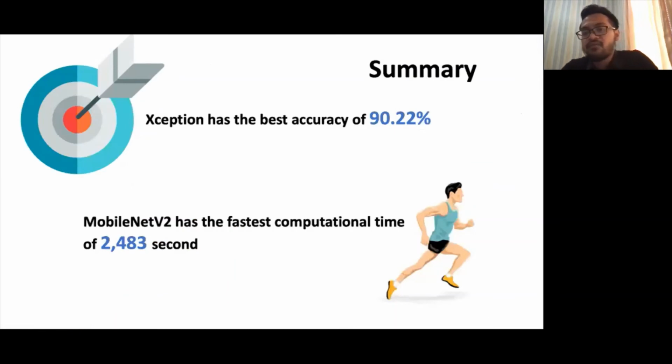For the summary, if you need accuracy, Xception has the best accuracy of 90.22%, and MobileNet has the fastest computational time of 2,483 seconds. If you need a low-computing machine, MobileNet version 2 is the best choice. Although the resulting accuracy is 83.51%, MobileNet version 2 has the fastest computing time. If you don't have a problem with the computing engine, then Xception is the best architectural choice.